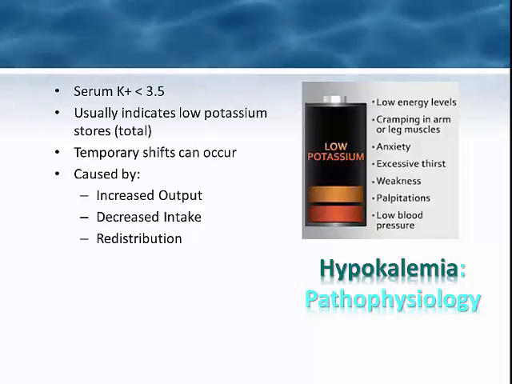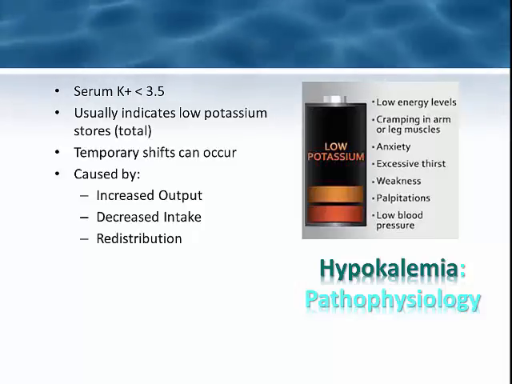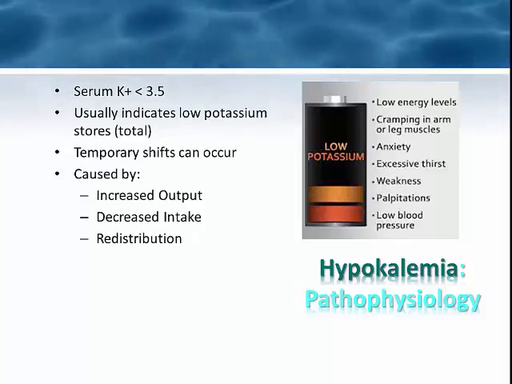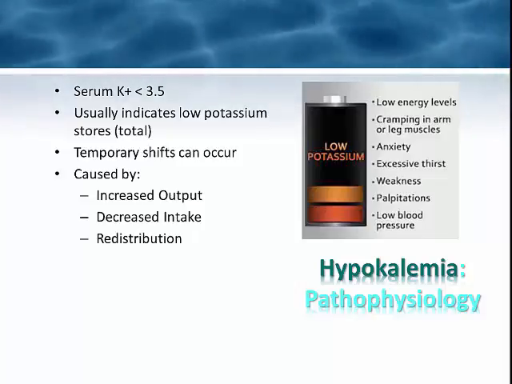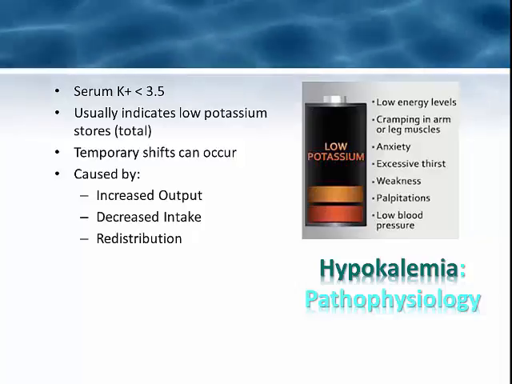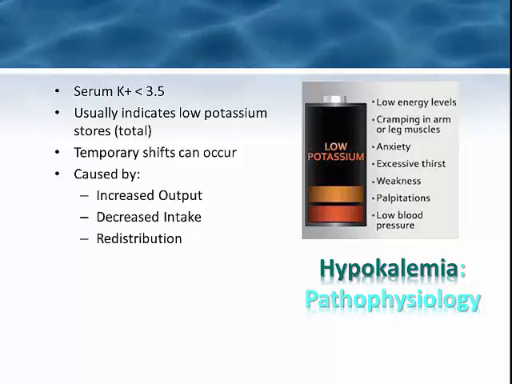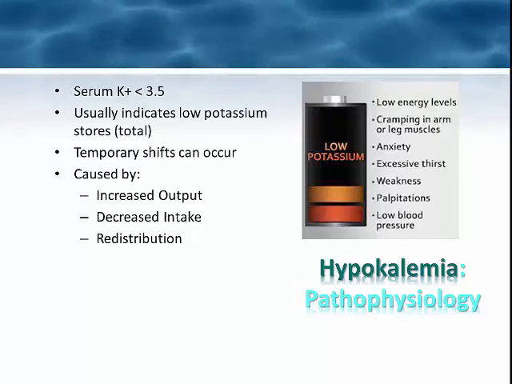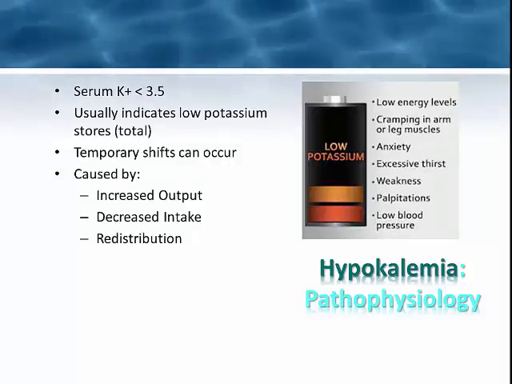Why does this occur? Well, there are quite a few reasons. It can be associated with increased output. Medications like loop diuretics can cause potassium to be lost. Corticosteroids can also cause potassium to be lost, and specific antibiotics. With excessive diarrhea, as much as 30 to 100 milliequivalents per liter can be lost, and with vomiting, 5 to 10 milliequivalents per liter can be lost.